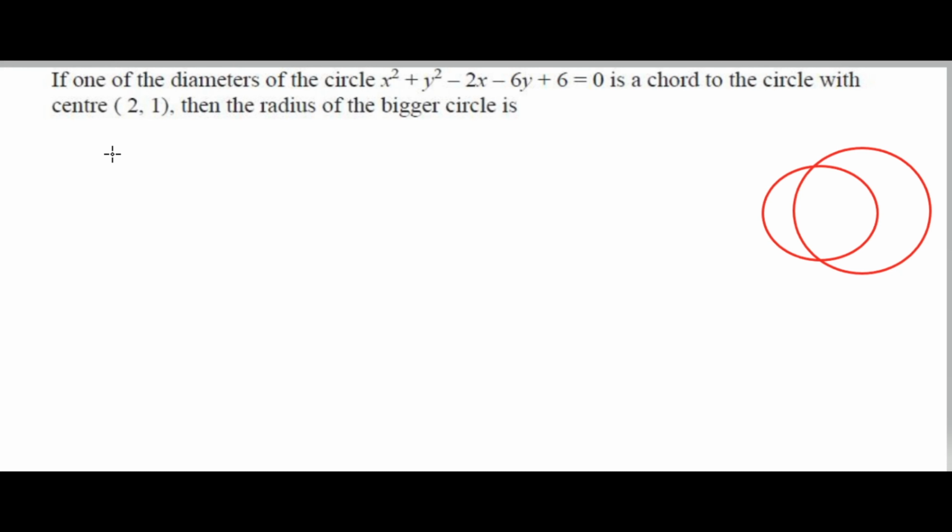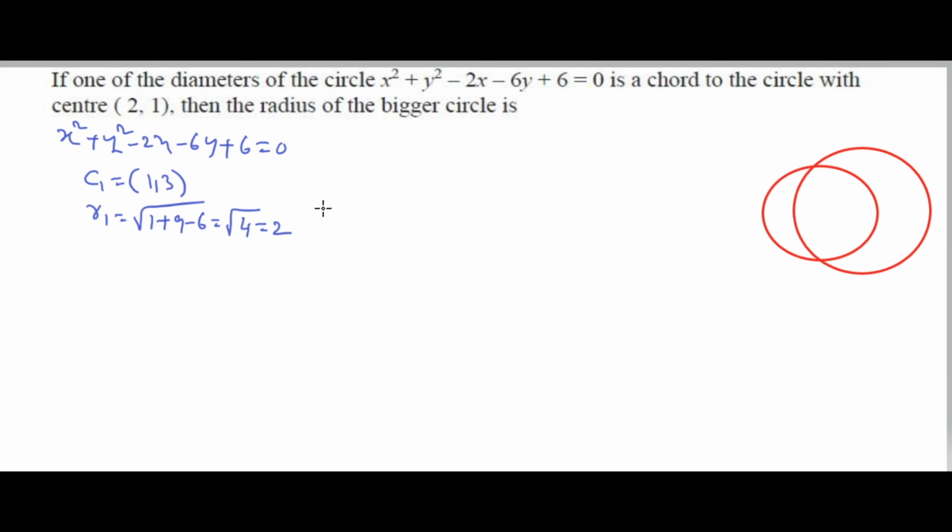If one of the diameters of the circle x² + y² − 2x − 6y + 6 = 0 is a chord to the circle with center (2, 1), then find the radius of the bigger circle. Here the given circle equation is x² + y² − 2x − 6y + 6 = 0. The center of the circle is C1 (1, 3), and the radius of the circle R1 is equal to the square root of 1 + 9 − 6, that is root 4, which is equal to 2. This is the diameter of the given circle.